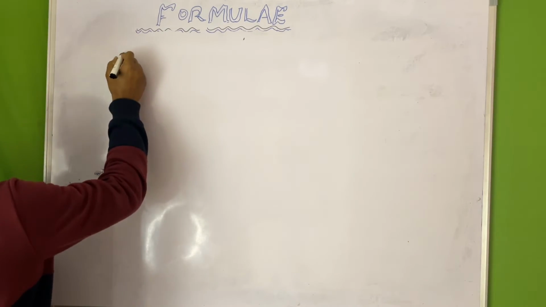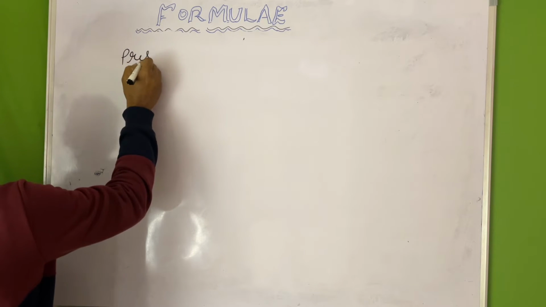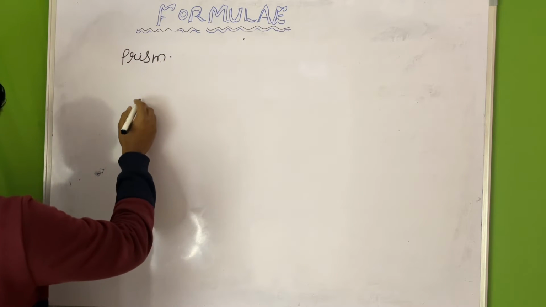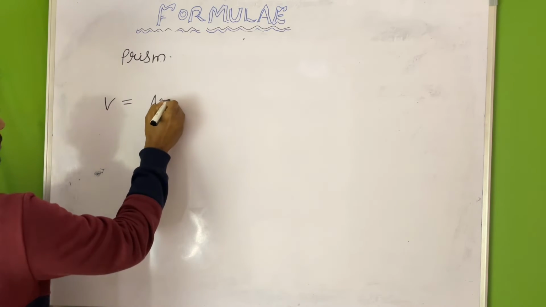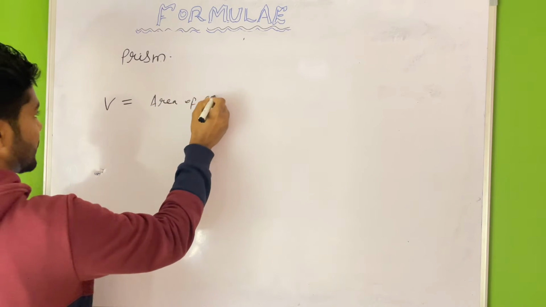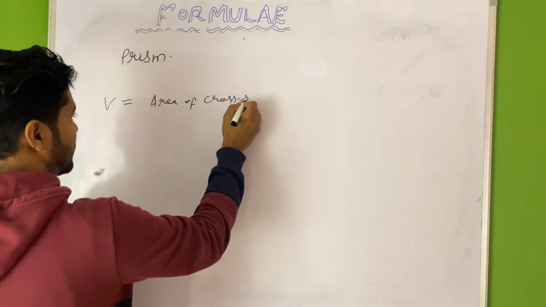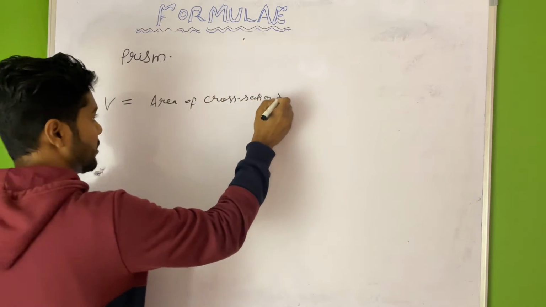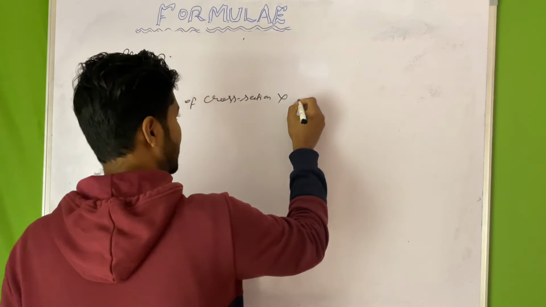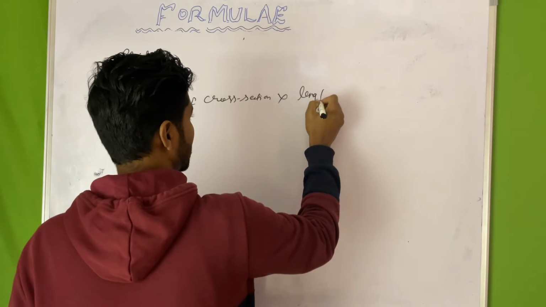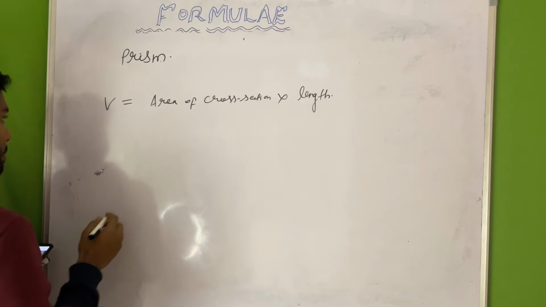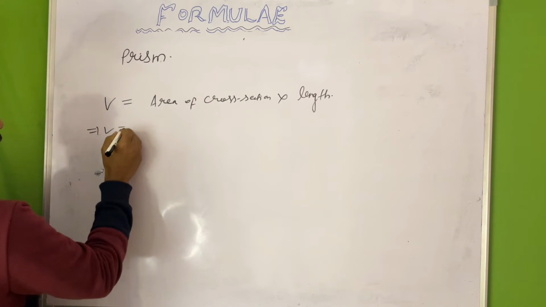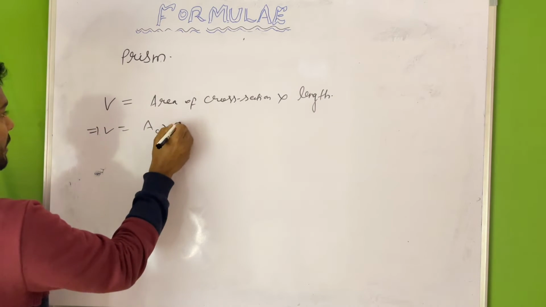Then we have prism. Volume of prism equals area of cross section into length. Therefore we can say volume equals area of cross section into length.